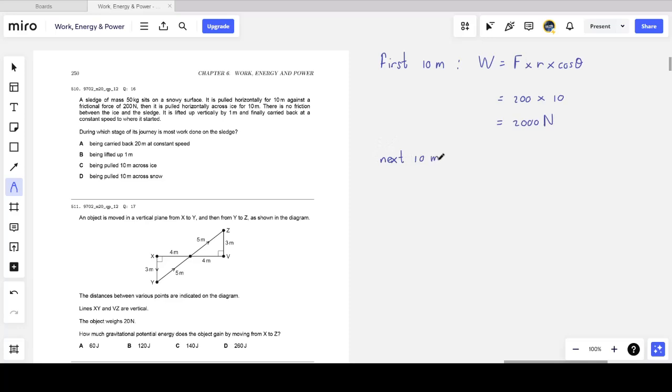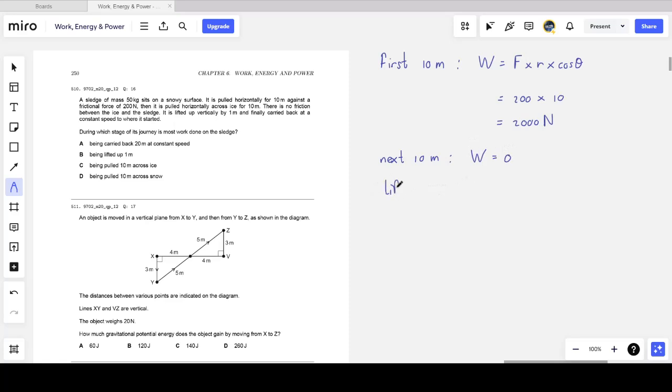What about the next 10 meters? Well, the next 10 meters, the sledge is moved across the ice horizontally for 10 meters, but the ice has no friction. So essentially, if the sledge is moving at constant velocity, then no force is required. It will just move at constant velocity since there's no friction across those 10 meters. So the sledge doesn't need any work to be done. So the work done is 0 since there's no friction.